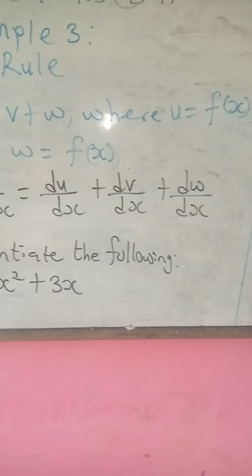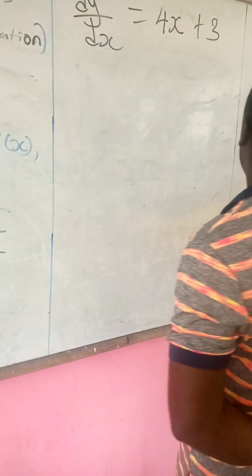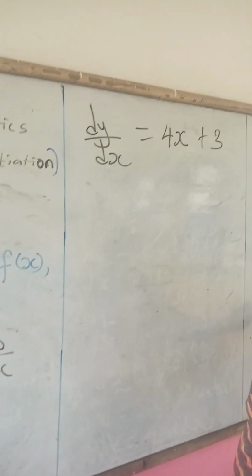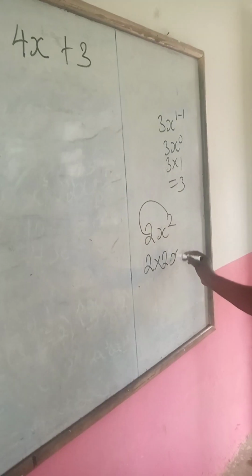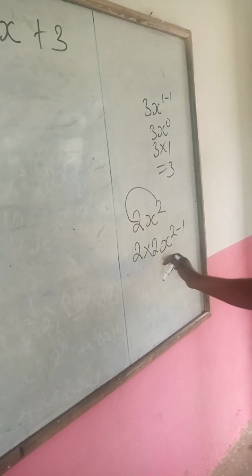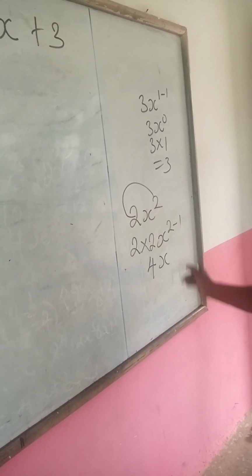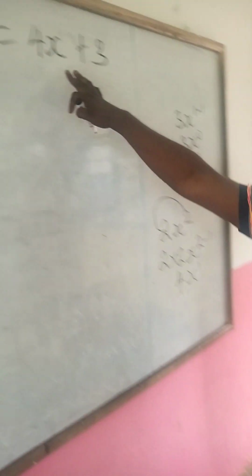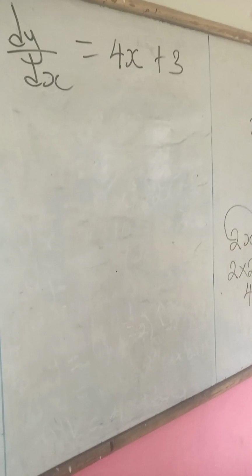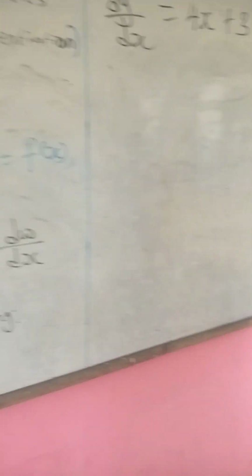For those that have forgotten the rules, you use 2 to multiply this one, so it becomes 2 times 2, and you subtract 1 from the power 2. 2 times 2 is 4. So this is 4x, with the power written as 1. That is why this one is 4x plus 3. Very simple. This is under what we call the sum rule.